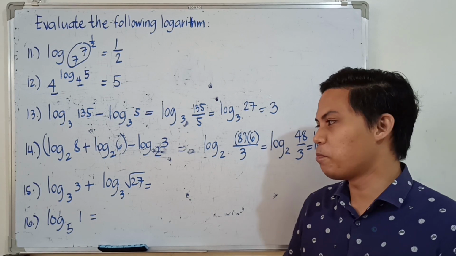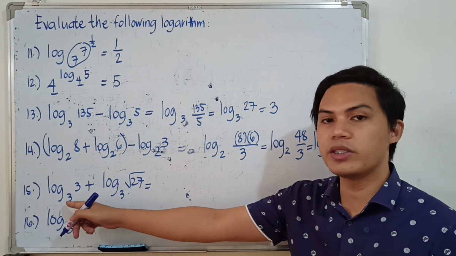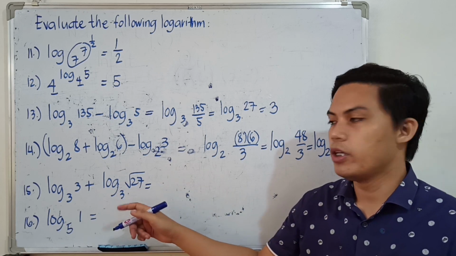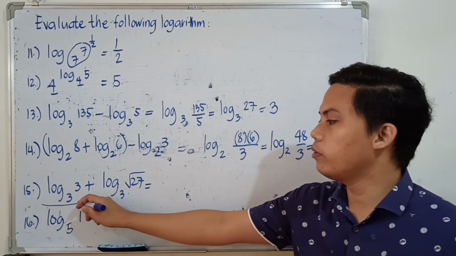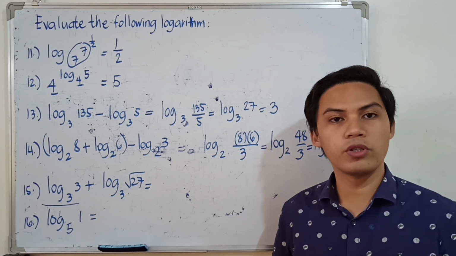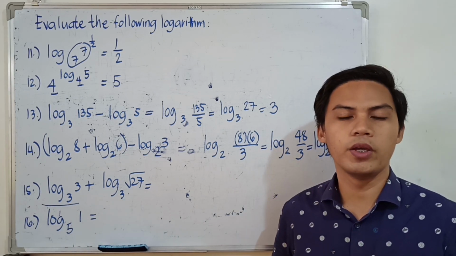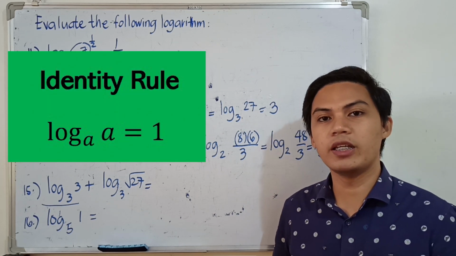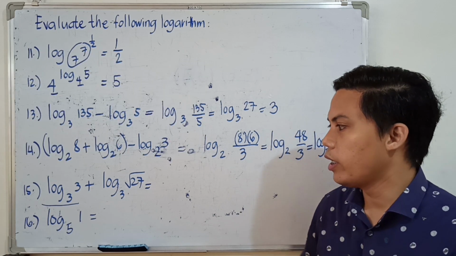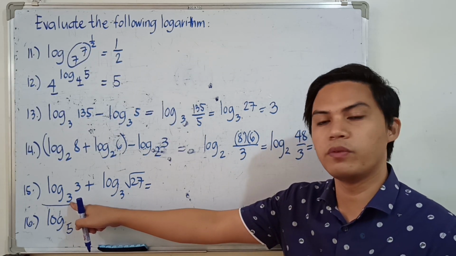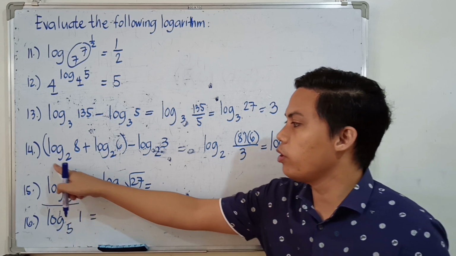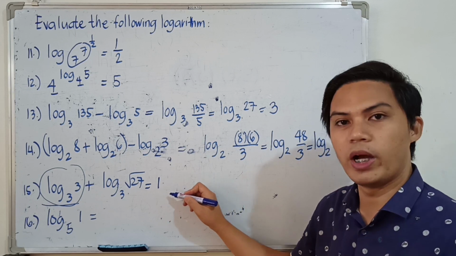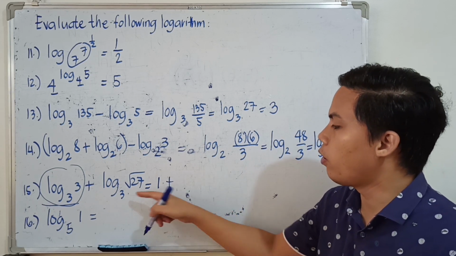And let's proceed. Number 15, the logarithm of 3 to the base 3 plus the logarithm of the square root of 27 to the base 3. So, sa first na logarithm, we are going to make use of another property of the logarithm. So, sa property na to, it states that the logarithm of a to the base a is just equal to 1. Okay? Kasi pag yung 3 na-raise natin sa 1, of course, that would be equal to 3. So, itong expression na ito is just equal to 1. Okay, pwede natin siya i-simplify. Now, how about this one?